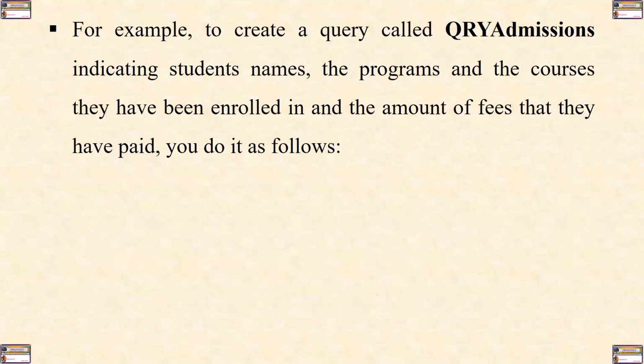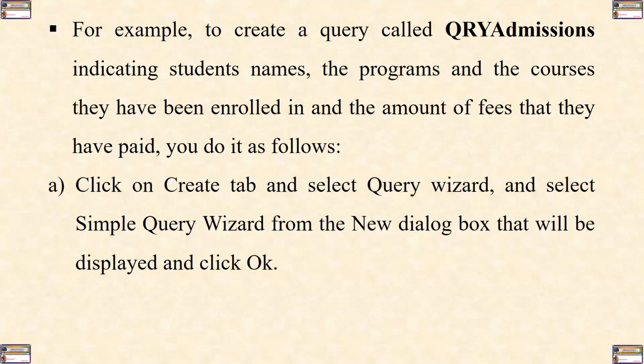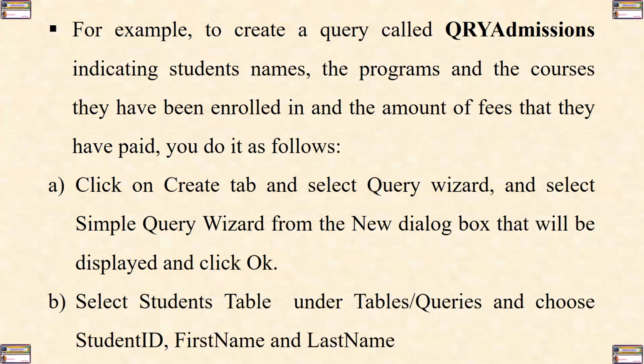For example, if you want to create a query called query admissions, indicating students' names, the programs, and the courses they have been enrolled in, as well as the amount of fees that they have paid, you can do it as follows. Number one, you click on Create tab. Once your database is open, select Query Wizard and select Simple Query Wizard from the new dialog box that will be displayed, and then you click OK.